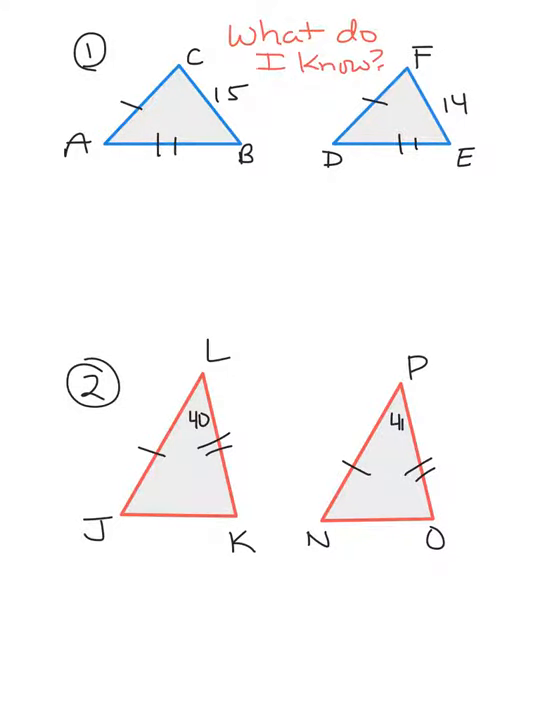Now we're going to compare some triangles and figure out what we know from the markings that they give us. So in number 1, I have segment AC is congruent to segment DF, and I have segment AB is congruent to segment DE. And now I also know that 15, that one side, segment CB, is greater than 14, segment FE. So what I can conclude is the measure of angle A is greater than the measure of angle D, and that is because of the side inequality theorem.